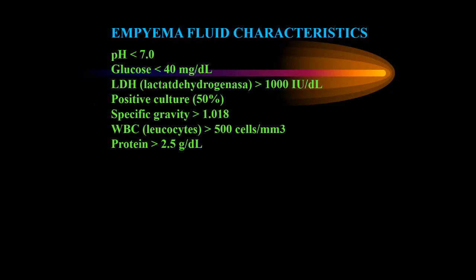If you take the analysis of the empyema fluid, you will see an alkaline pH. You will see a glucose level less than 40 milligrams per deciliter. You can see a lot of leukocytes and a high level of protein.